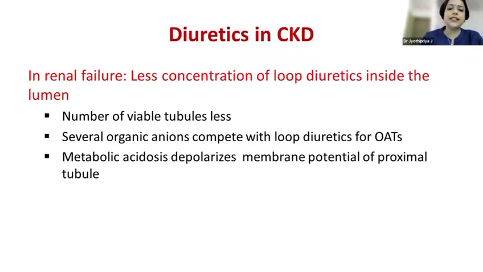Another reason, in severe uremia, advanced renal failure, there will be metabolic acidosis, which results in depolarization of the membrane potential of the proximal tubule, and thus the entry of loop diuretics will be restricted.